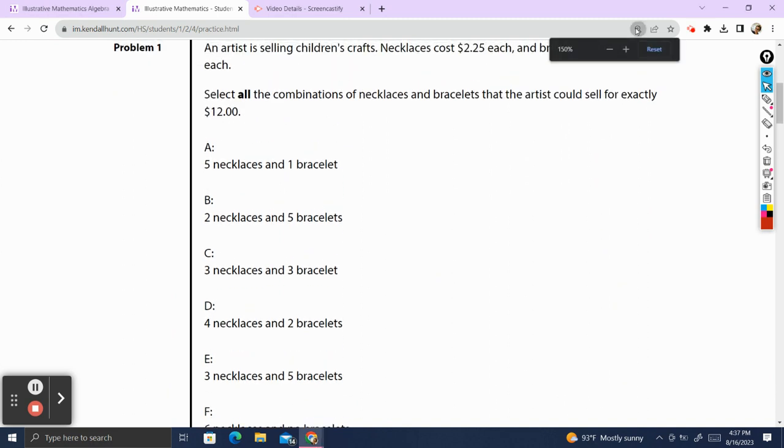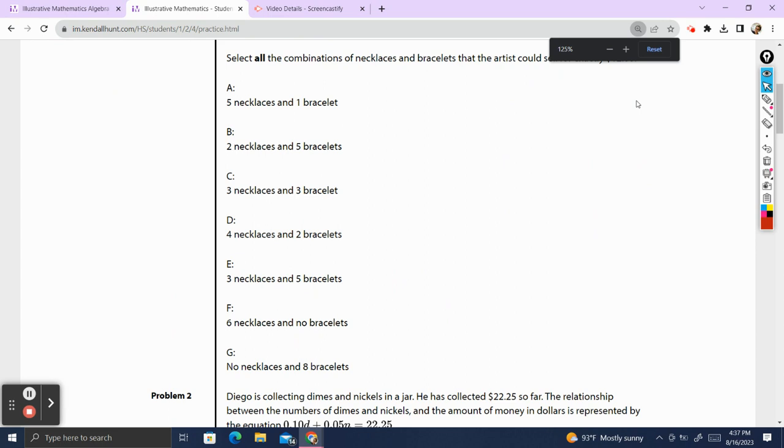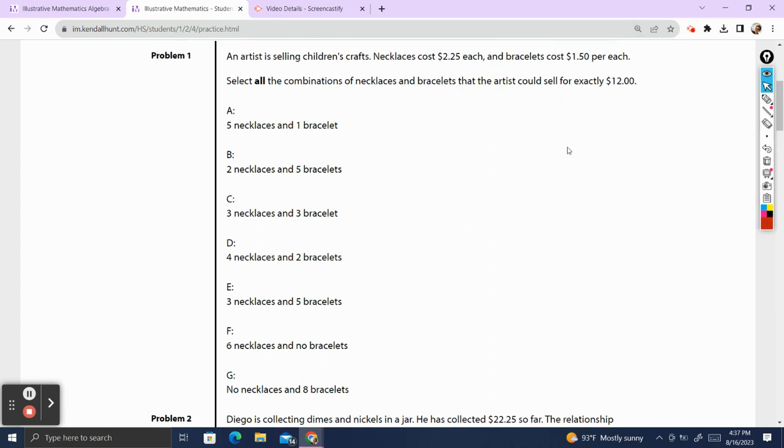All right, so we have our necklaces at $2.25 and our bracelets at $1.50. Let's do some calculations here. Now, I'm going to be doing mental math. However, if you have a hard time with mental math, make sure to pull out your handy dandy calculator to make sure that you're keeping up with me.